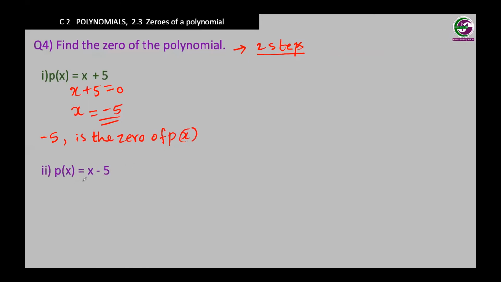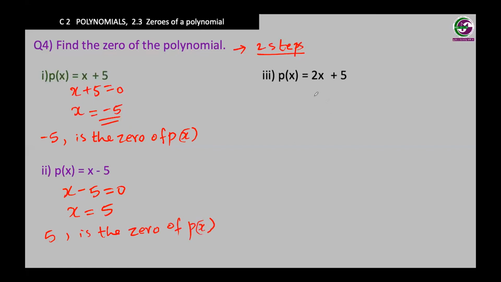Question 2, we have to find the root. So step 1, we write the expression is equal to 0. We solve it. X is equal to 5. So we can say 5 is the root or 0 of the polynomial. Question 3. To find the root, we write the expression is equal to 0. First, we have to move 5. 2x is equal to minus 5. Plus 5 changes to minus 5. Then times 2 changes to divide by 2. So we can say that negative 5 by 2 is the 0 of the polynomial.